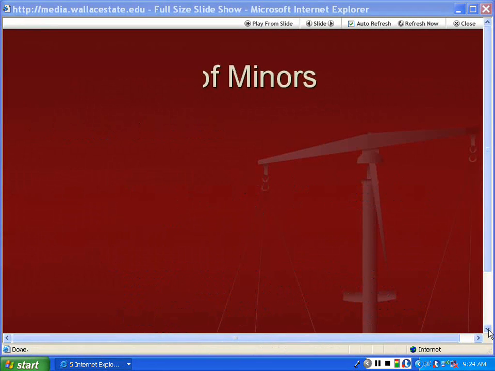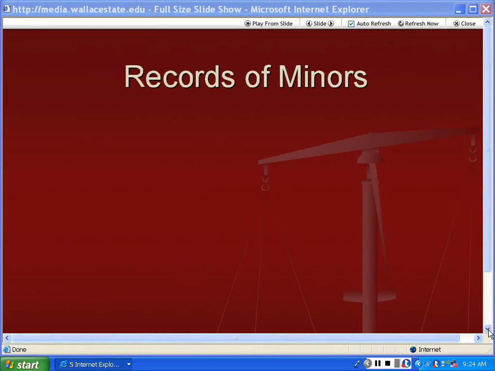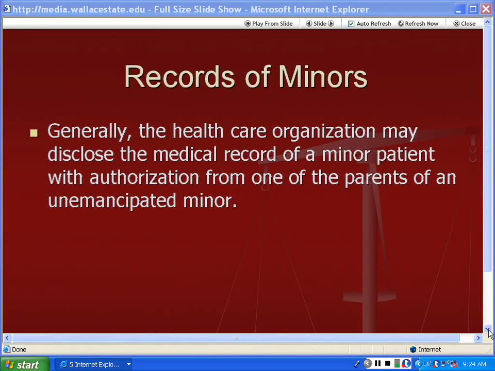Now, records of minors. I've already mentioned this briefly, but generally, the healthcare organization may disclose the medical record of a minor patient with authorization from one of the parents of an unemancipated minor. That's one that's still under parental control. Basically, anyone that has not reached the age of majority. And we said there were exceptions to that.